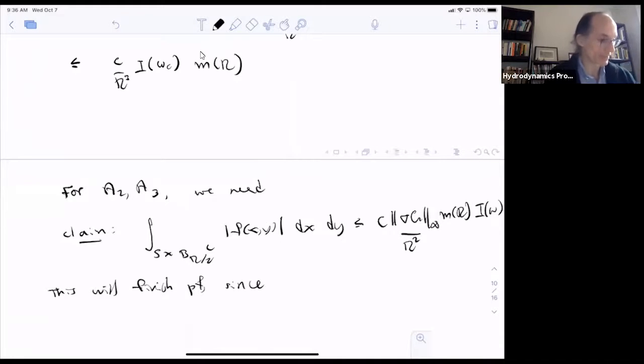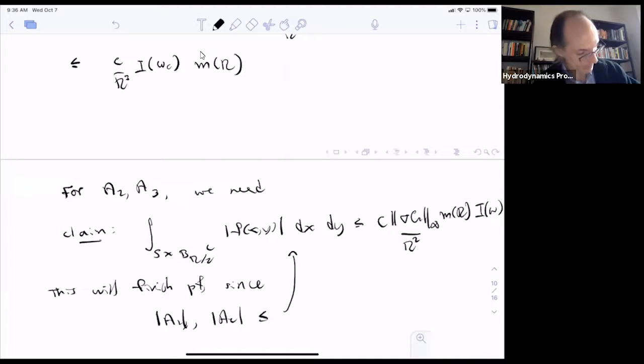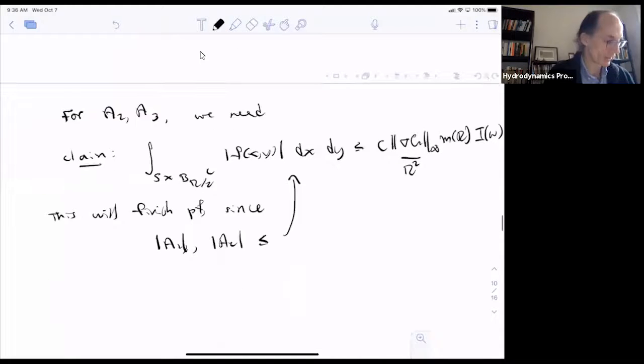Since both A1 and A2 are bounded in absolute value by this integral. So remember, A1 and A2 were integrals, without absolute values, of just this quantity over different subsets of points where both x and y are bounded away from the center of vorticity. Okay, and so the proof then is easy, it's straightforward.